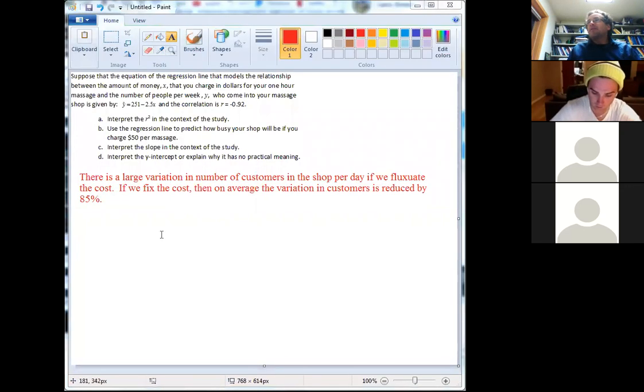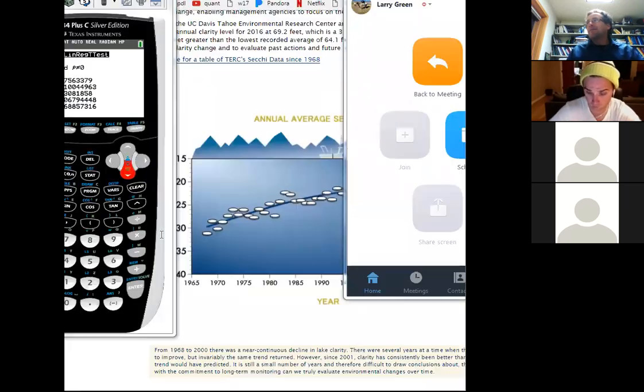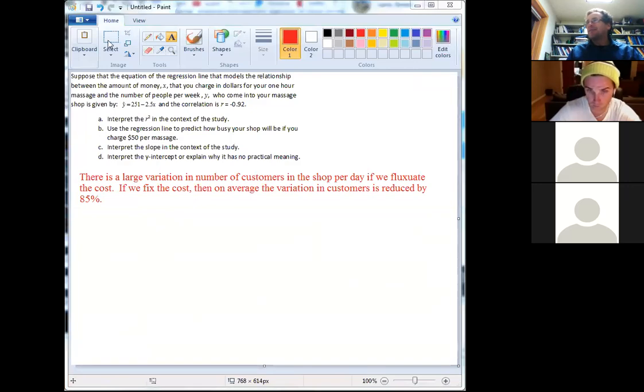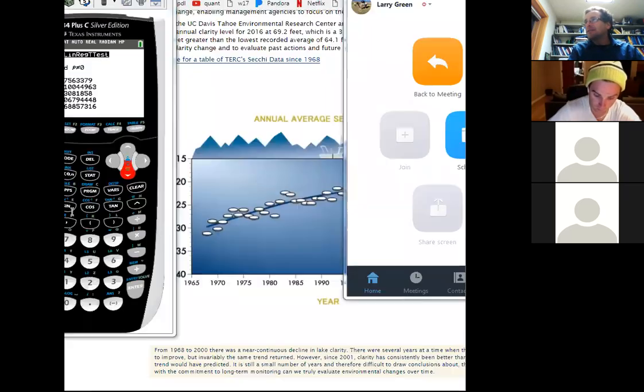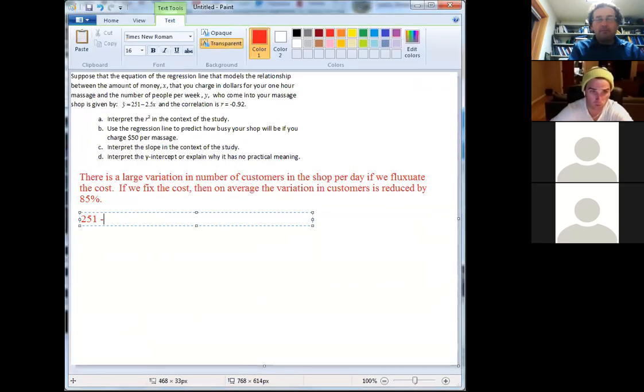Okay, part B, use the regression line to predict how busy your shop will be if you charge $50 per massage. So the hint is this is like the easiest of all problems. All you have to do is plug in 50. Do you agree that's easy? So let's plug in 50. And that just tells us that we get 251 minus 2.5, I believe. Let me double check. Yeah, 2.5 times 50.